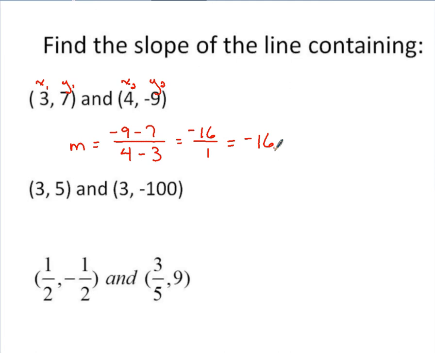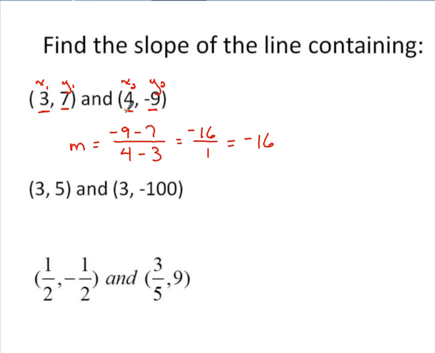Now, if I'm not as specific to the formula, and say I don't go through and do all this labeling with the x sub 1, y sub 1 stuff, I could have started over here and said, let's take 7, subtract negative 9. But since I started over there with the first point, then for my x's in my denominator, I have to take 3 and subtract 4. Either way, I should find I get negative 16 back.